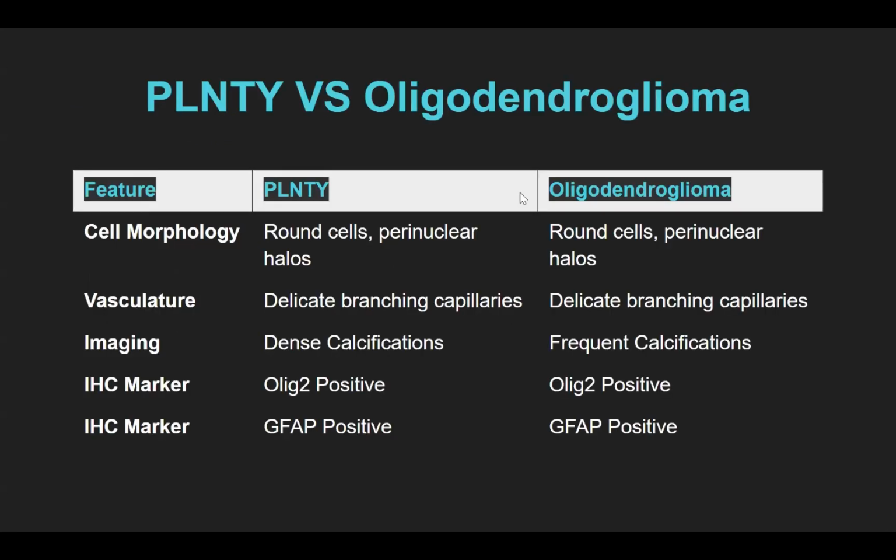Because somebody brought up oligodendroglioma, yes, PLNTY and oligodendroglioma have some similarities when only the histopathology is run. On histopathology, you do see the chicken wire pattern and the fried egg appearance in both PLNTY and oligodendroglioma. You also see calcifications, present in PLNTY and ODG both. They are both OLIG2 positive. They are both GFAP positive as well. GFAP positivity comes from being glial origin tumors. So, if you're only looking at the histology, it might be misleading or deceiving.